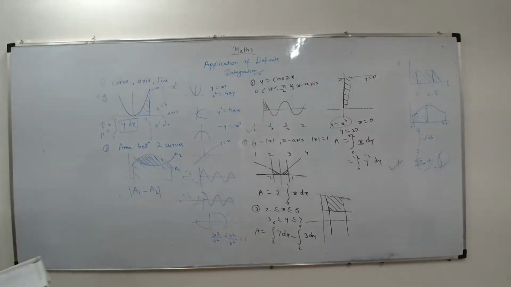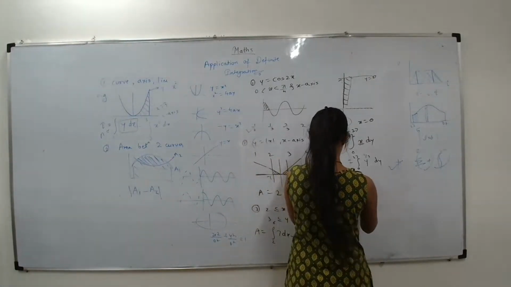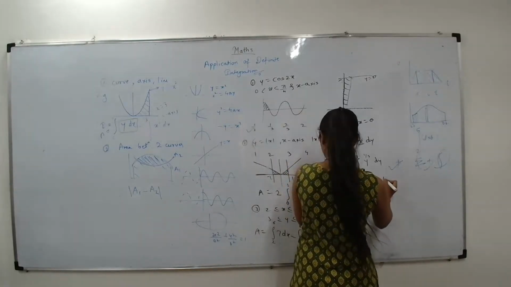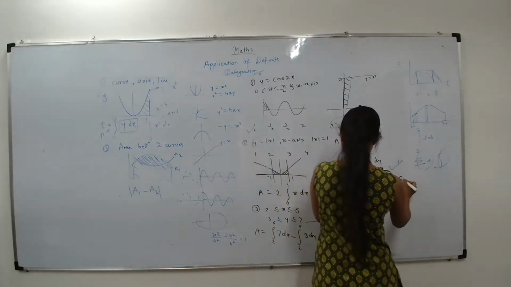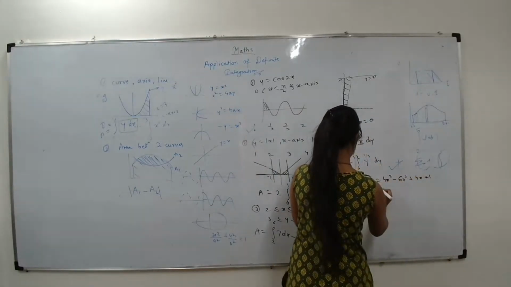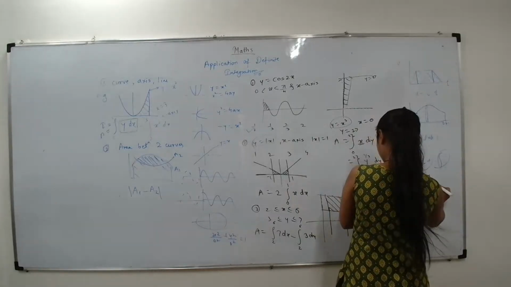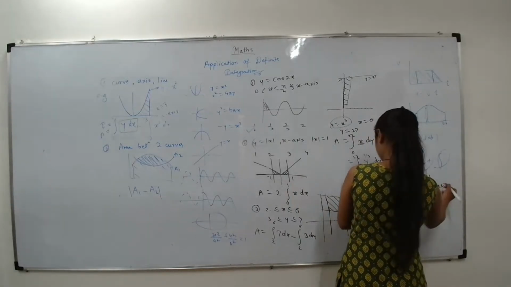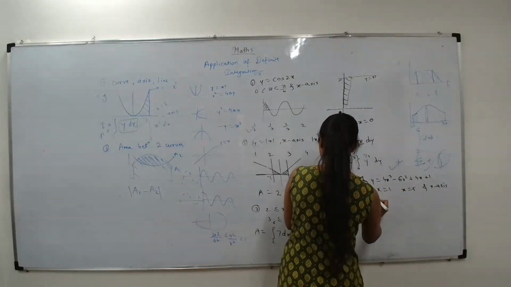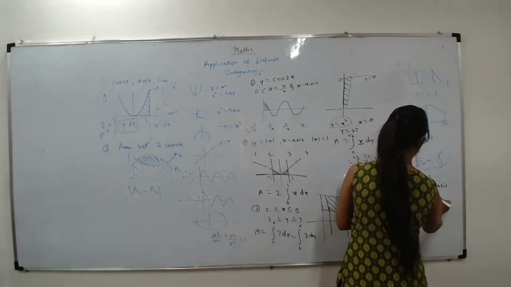Next, the area of the region bounded by the curve y is equal to 4x cube minus 6x square plus 4x plus 1 and the lines x equal to 1 and x equal to 5 and x axis. Options are 378, 400, 428, 470.